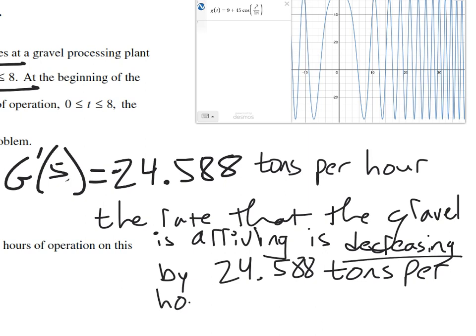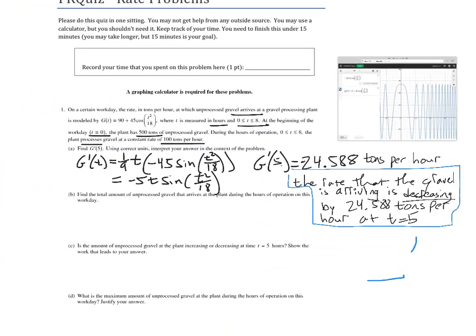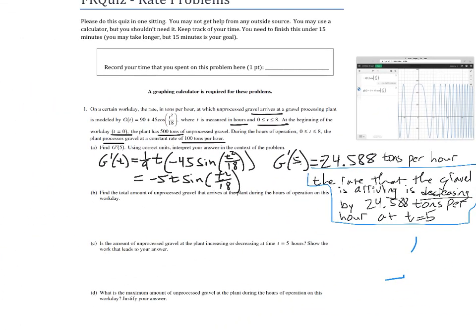And that's just at t equals 5. So remember that at this time, t equals 5. So that's the key there. All right, so we know that it's decreasing.